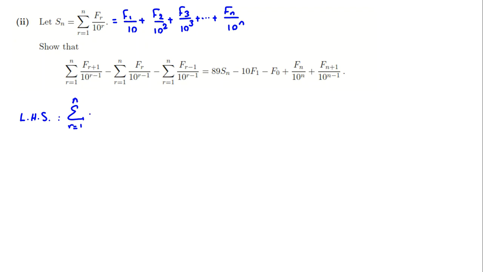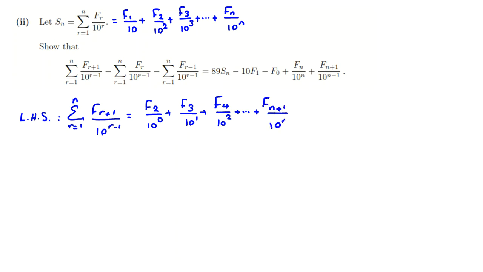Sigma r equals 1 to n of f(r+1) over 10 to the r minus 1. So if you replace r with 1, it will be f2 over 10 to the power of 0. Plus if you replace r with 2, f3 over 10 to the 1. Plus f4 over 10 squared, up to f(n+1) over 10 to the n minus 1.